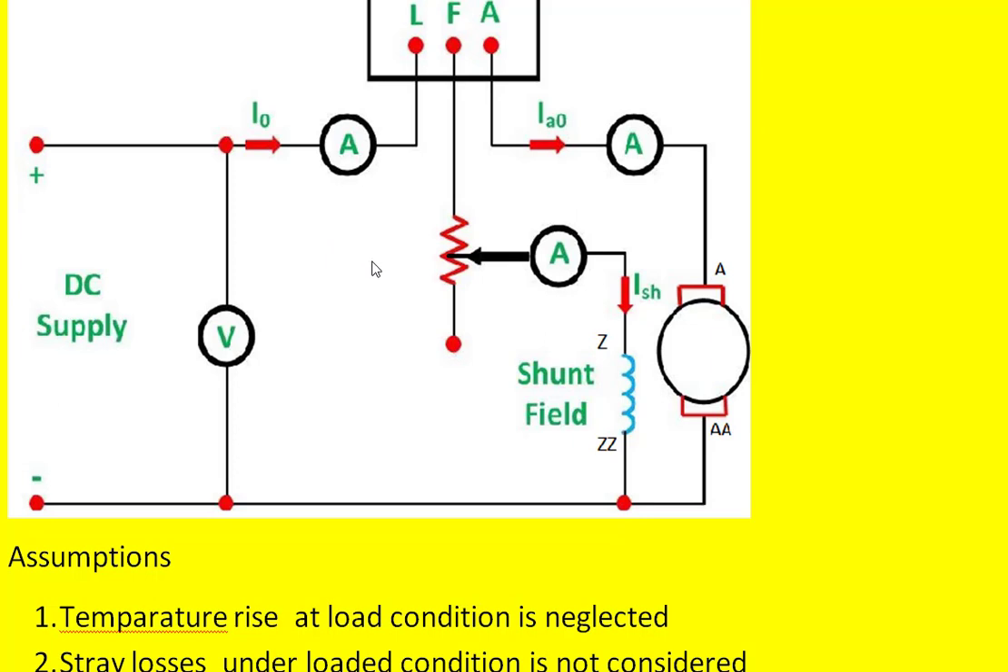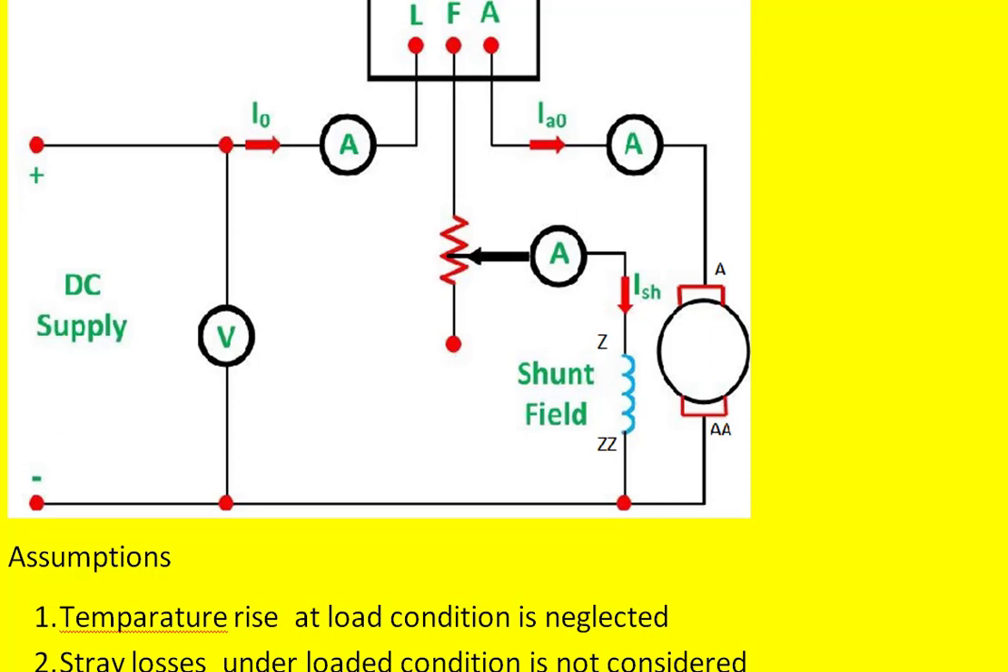Because it is a motor, the input power is known, that is, the applied voltage and the input current. Here the input current is represented as I0, the current that flows to the armature under no load condition we call IA0, and the field current under no load condition is ISH. Having known all these meter readings, now we can calculate the constant loss.